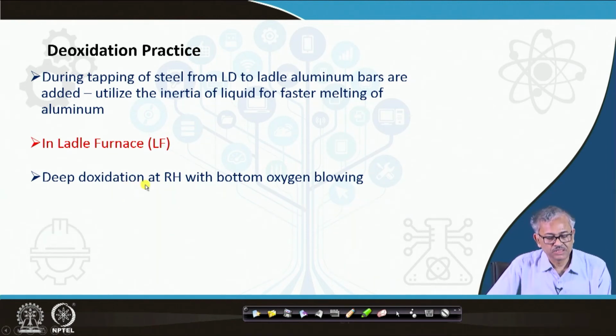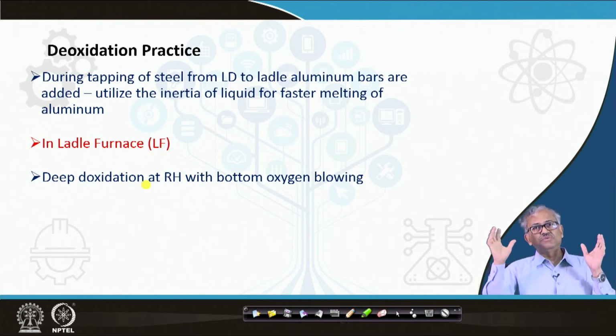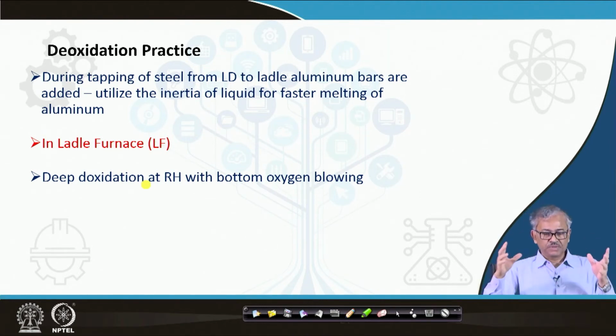Decarbonization you are doing basically, and oxygen also will be removed in the form of CO, and under vacuum you can bring down both of them to a very low level, because under vacuum the solubility product of carbon and oxygen is also very low. So if carbon is going down, oxygen will also go down depending on the vacuum level.